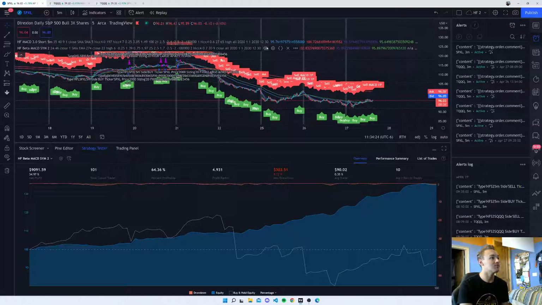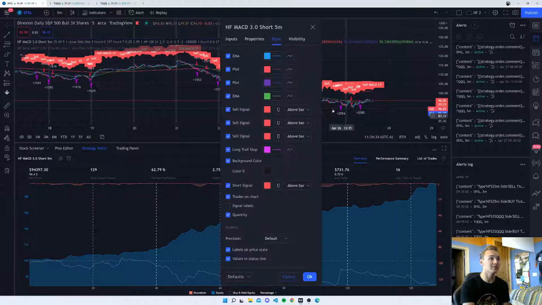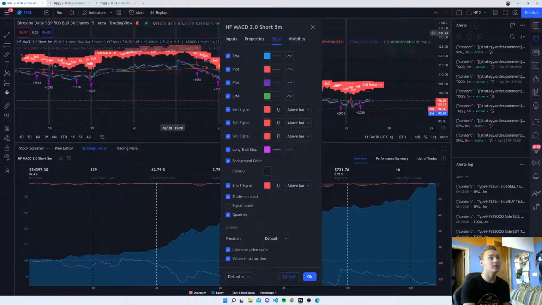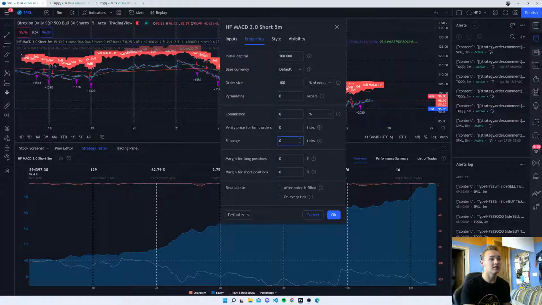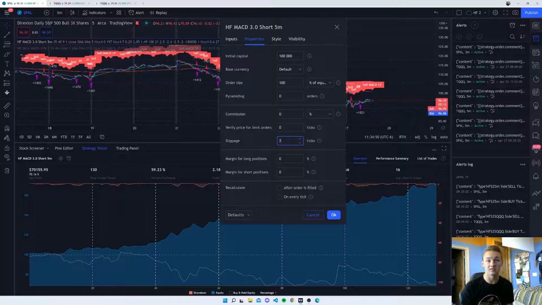What you guys want to do is start to make these strategies right here. As soon as you have a strategy, you're going to want to tune it to its best ability. So if you come over here to this gear icon, you're going to want to set the slippage to 1. If you're not planning to sit at the computer all day, I recommend a slippage of 2.